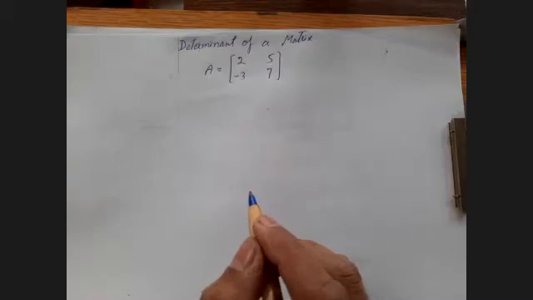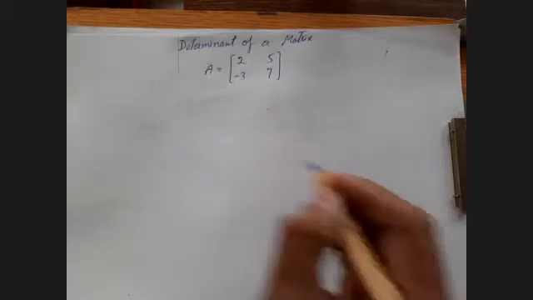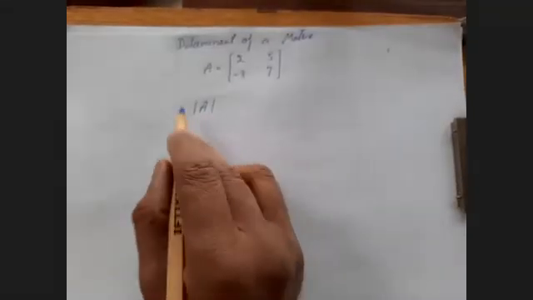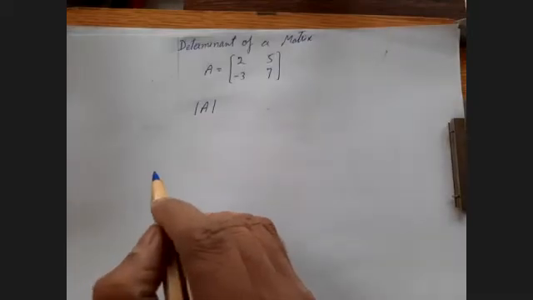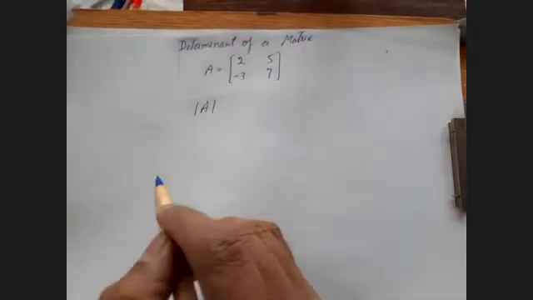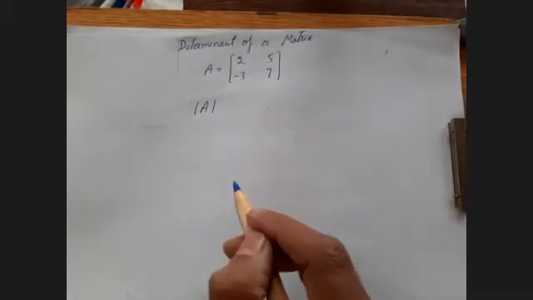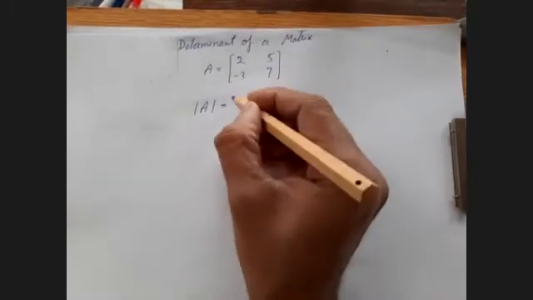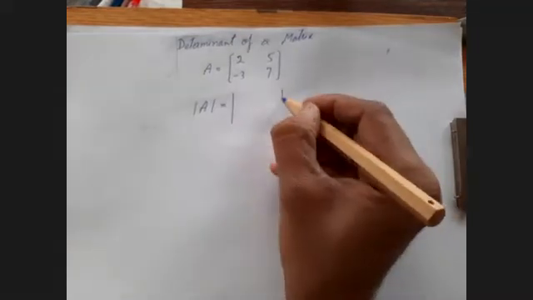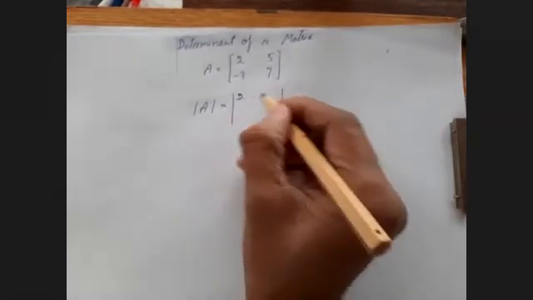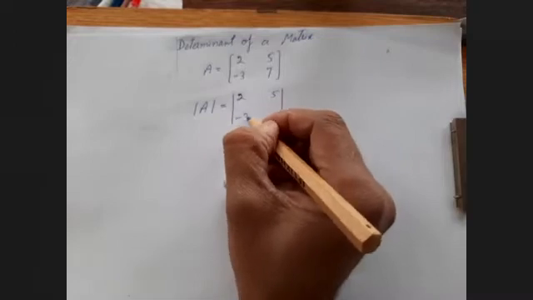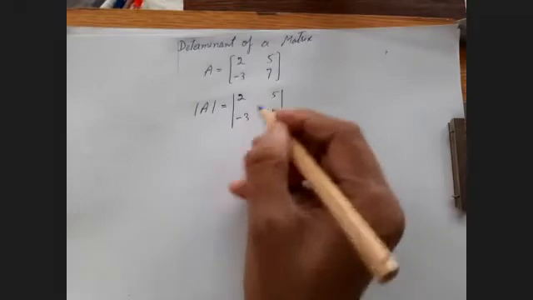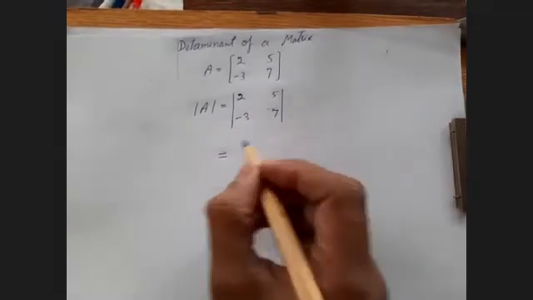Actually, to find out the determinant, we represent it by these straight brackets, which is called the determinant of matrix A. It is represented like this. And then we can also represent it like this in the straight brackets: 2, 5, -3, and 7. So we are going to find out the determinant of this matrix. How we are going to solve this?